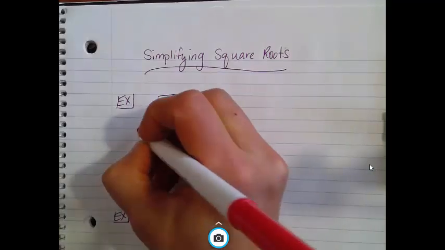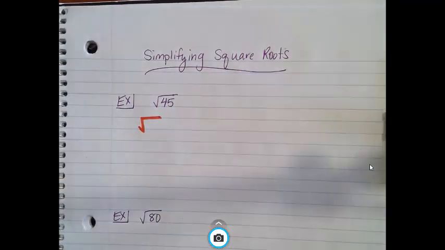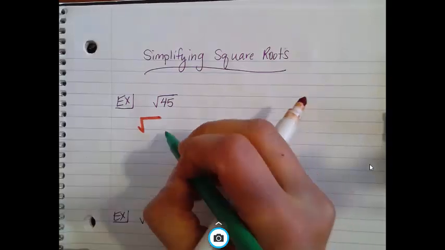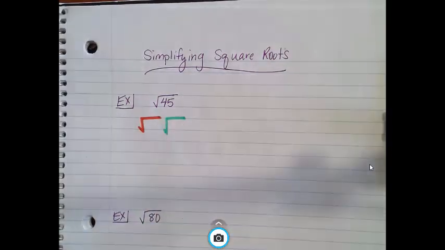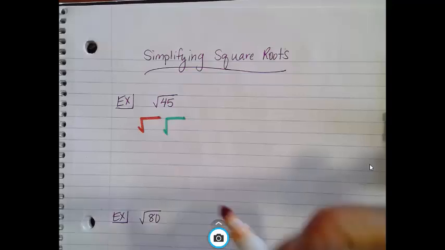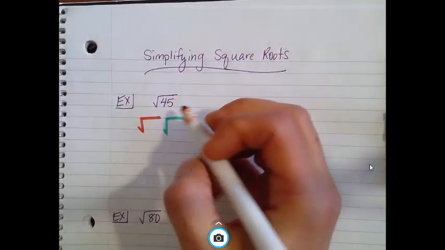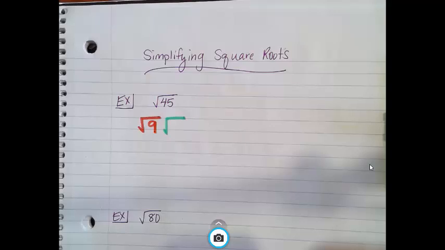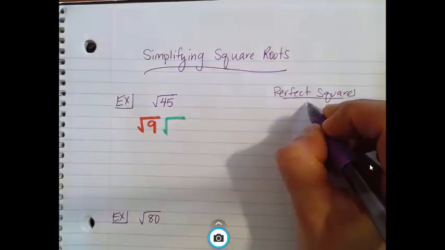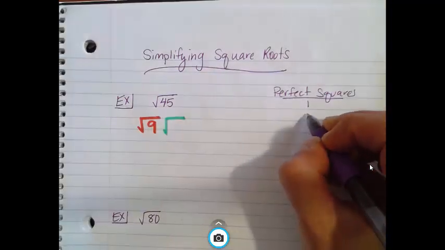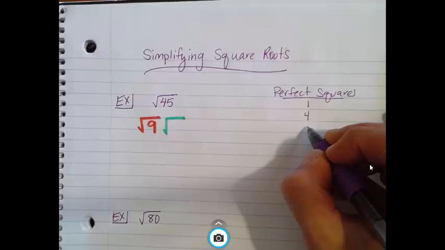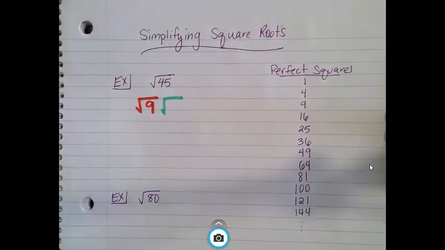The idea is to write it as the square root of a perfect square and then the square root of kind of leftover stuff. Biggest perfect square that divides 45 is 9. Right? And our perfect squares, of course, if we write a little list, 1 squared is 1, 2 squared is 4, and so on. Okay, so I'm going to use my list of perfect squares as a reference.